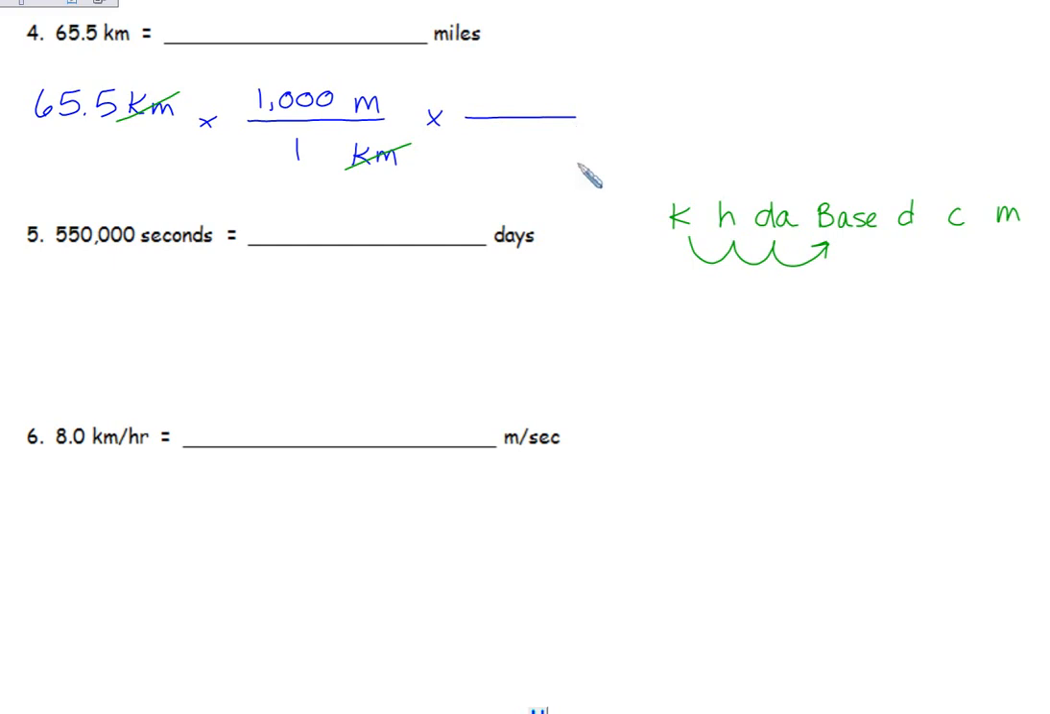Let's cancel meters and put it in yards. 1.09 yards for every 1 meter. And again, the unit that I want to cancel always goes on the bottom. I do not want my final answer in meters, so meters goes on the bottom. I want it in yards. Yards goes on the top. And again, notice that I always put my unit in first. Then I put in the numerical value.